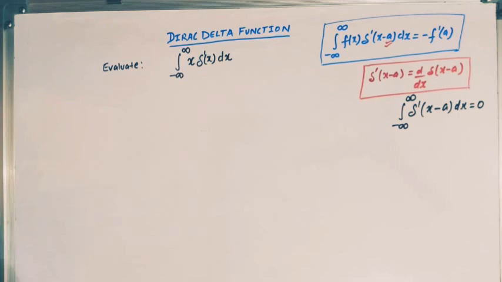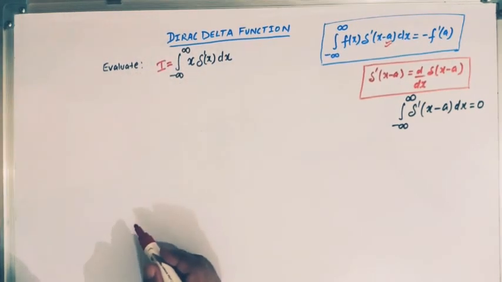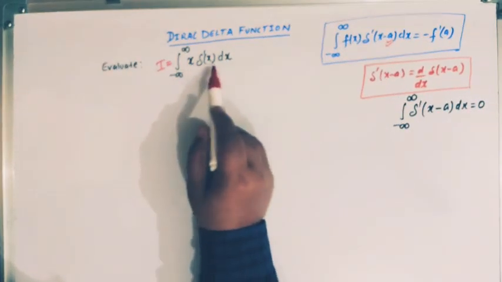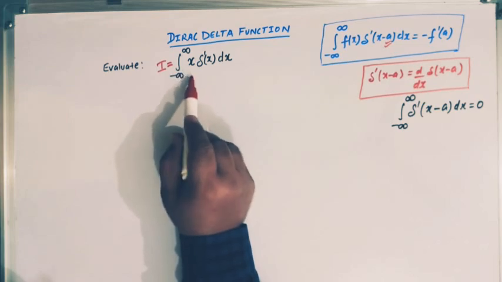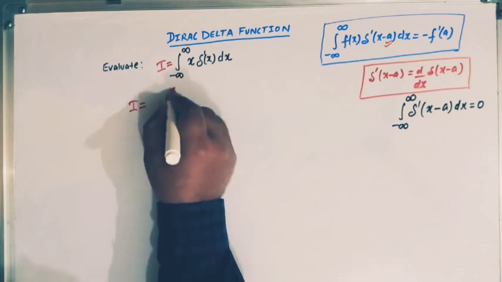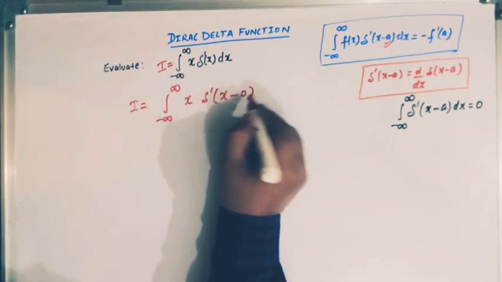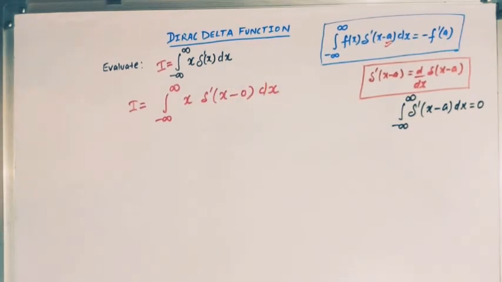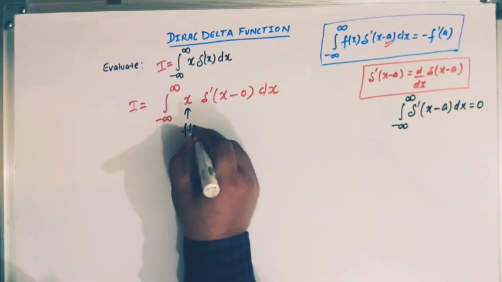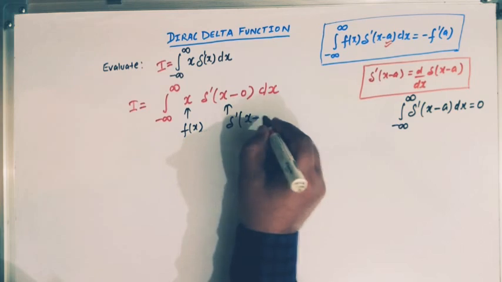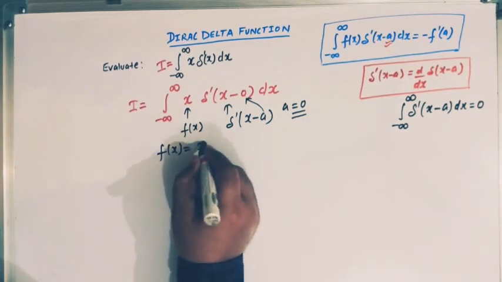Now viewers, let us take one more very important and conceptual problem. So here we have to evaluate this integral, and let us call this integral as I, and following the same discussion, let us compare this integral with this one, right? Now before comparing, let us rewrite this integral in the form minus infinity to infinity. Here we have x, and delta prime of x can be written as delta prime of x minus 0, right? Okay, now we are ready to compare this integral with this one. So this is f of x, and this is delta prime of x minus a. So the value of a is 0 here, and f of x is equal to x, right?